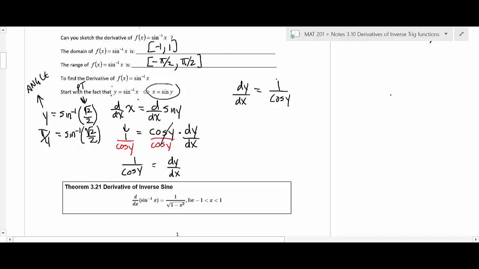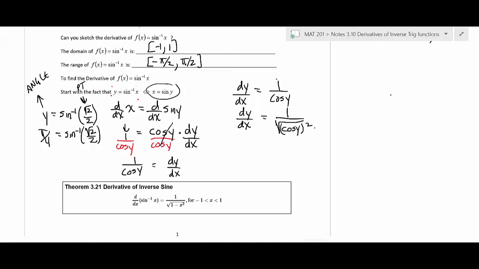Mathematicians oftentimes just apply a trick. So the trick we're going to do is dy over dx equals 1 over the square root of the cosine of y squared. You agree that that's the same? Yeah, the square root of something squared is itself, right?